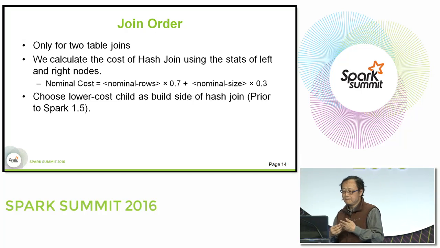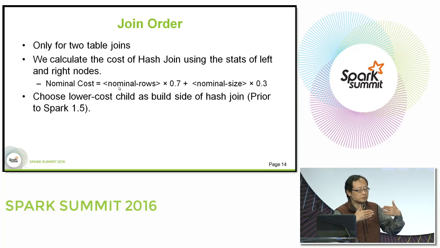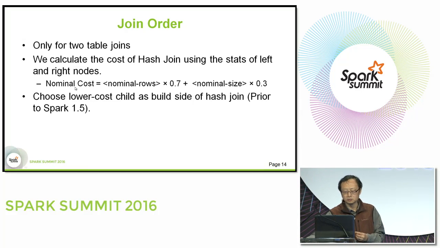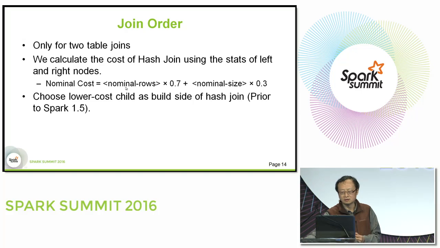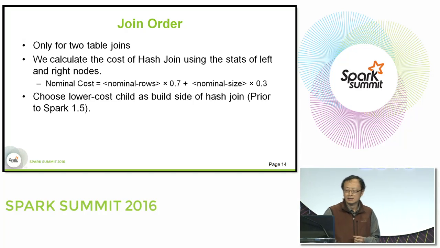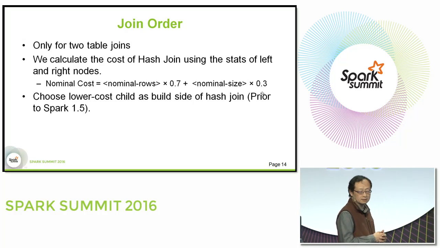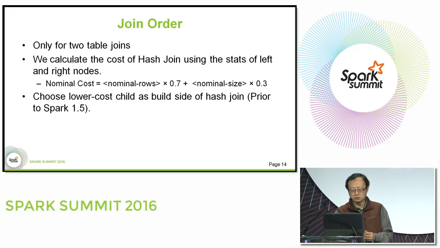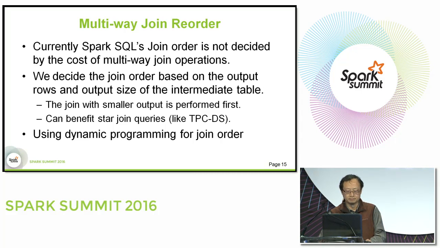Then in order to figure out which table is smaller, we have a cost function. This cost function again is dependent on the number of rows and also the table size. Here, 0.7 and 0.3 are the weighting factors. And we want to choose the lower cost child as the build side of the hash join operation.